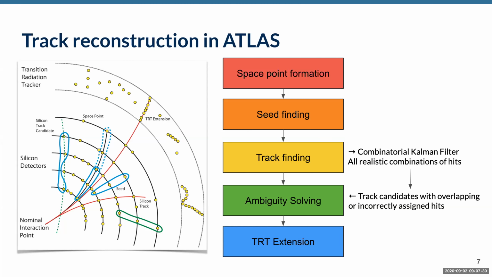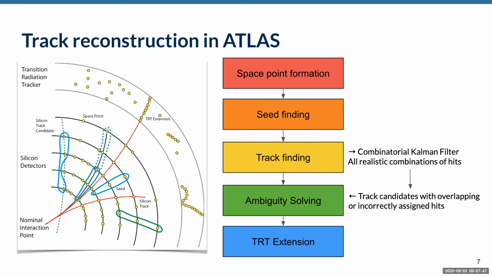Then each seed is extended to find more relevant hits in other parts of the detector during the track finding step. And here, this extension is done using a combinatorial Kalman filter, which will mean that all possible and realistic combinations of hits are going to be considered.